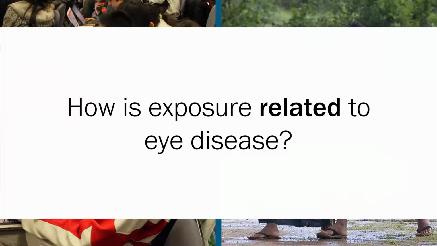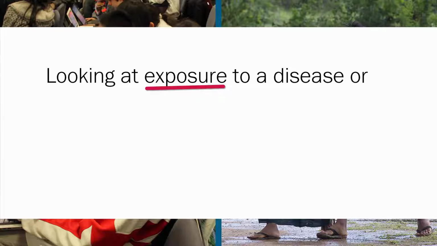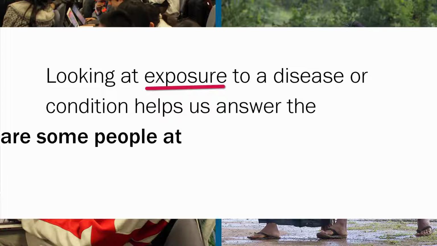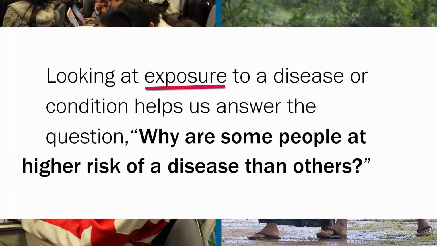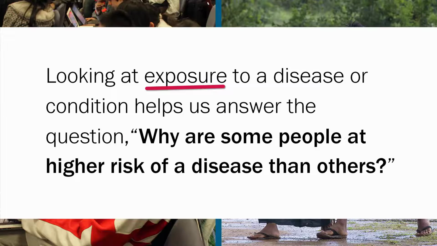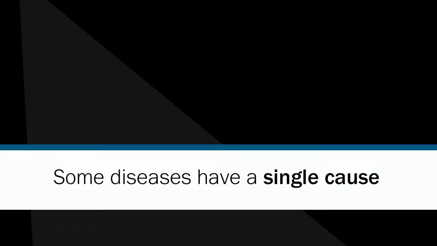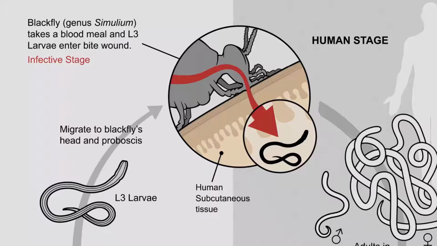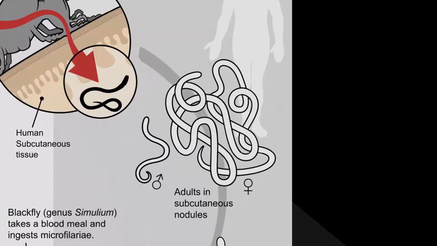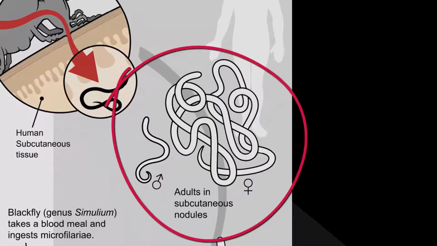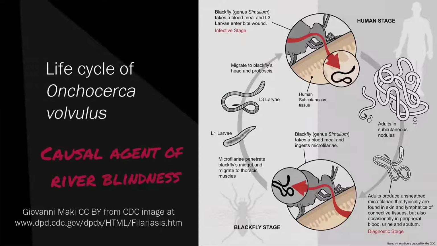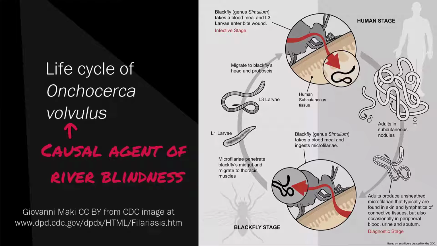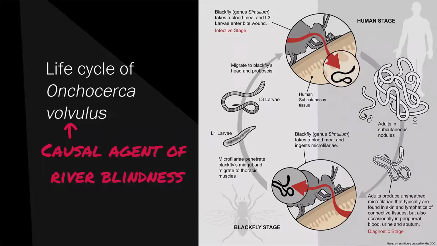How is exposure related to eye disease? Looking at exposure to a disease or condition helps us answer the question, why are some people at higher risk of a disease than others? Some diseases have a single cause, known as a causal agent. For example, infection by the parasitic worm Onchocerca volvulus and the subsequent release of its microfilariae into the host's bloodstream is the causal agent of river blindness. In this case, disease does not occur without exposure.